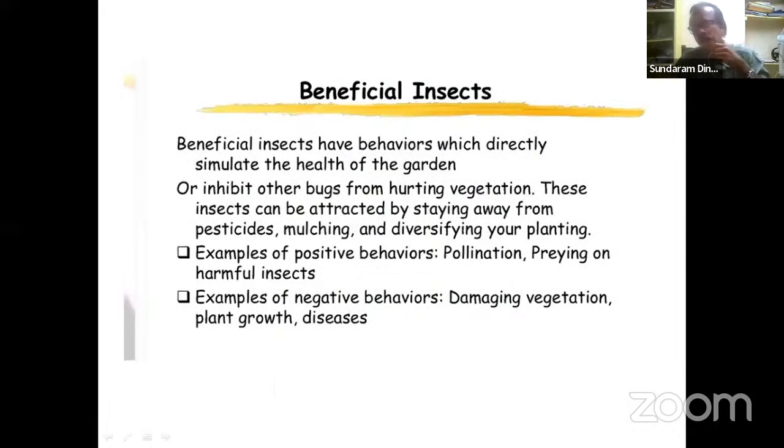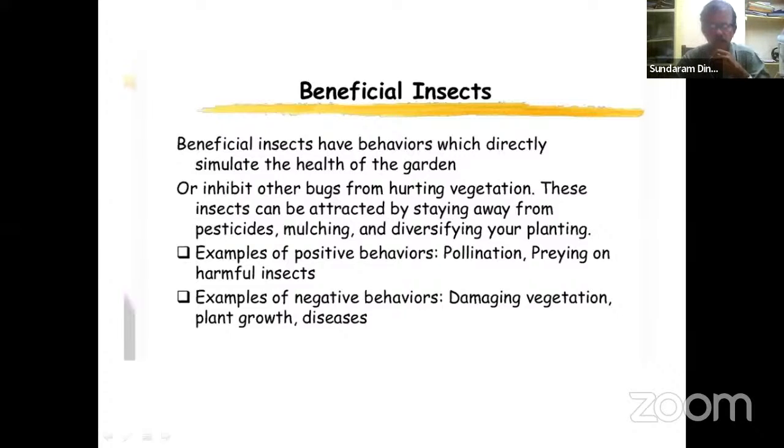As we popularly say, beneficial insects, of course, you know, include apiculture, sericulture, lac culture, and so on, the insects of aesthetic value, insects as medicine, insects as scavengers, insects as weed killers. These all come under beneficial insects. Beneficial insects have behaviors which directly stimulate the health of the garden, if it is concerned with the garden, or carbon sequestration, something like that.